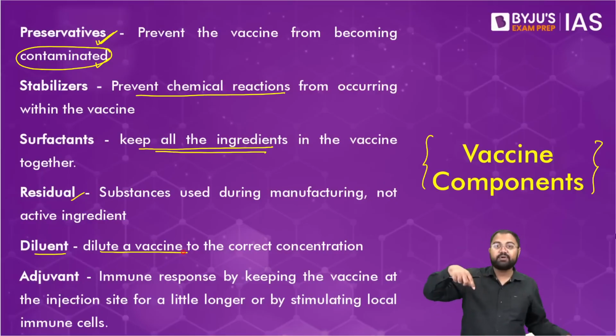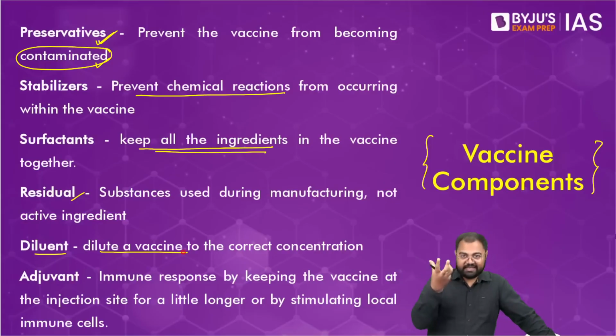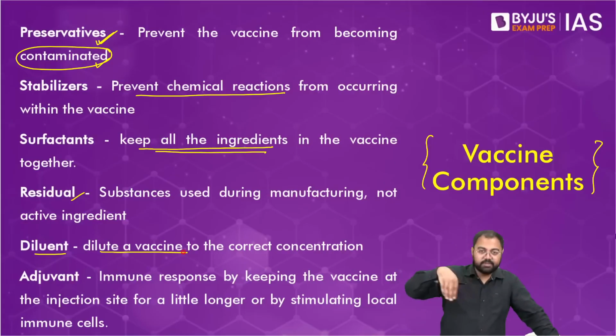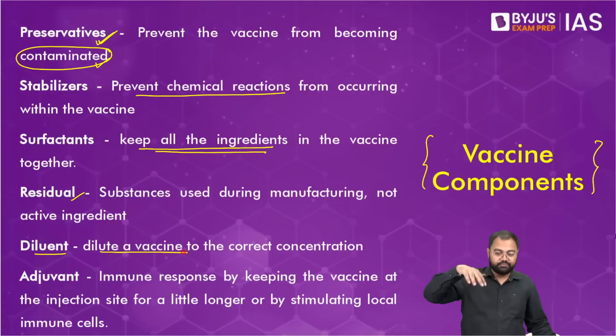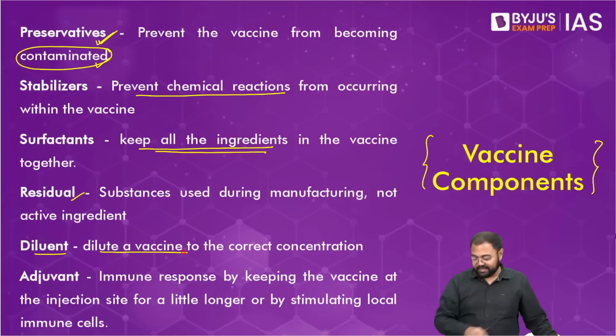Because there is a diluent which has been used where it acts like a solvent, so that all the different components of the vaccine can be mixed together properly in this diluent. So that's why we see that diluent will be used. And then finally, a very, very important part of a vaccine is adjuvant.